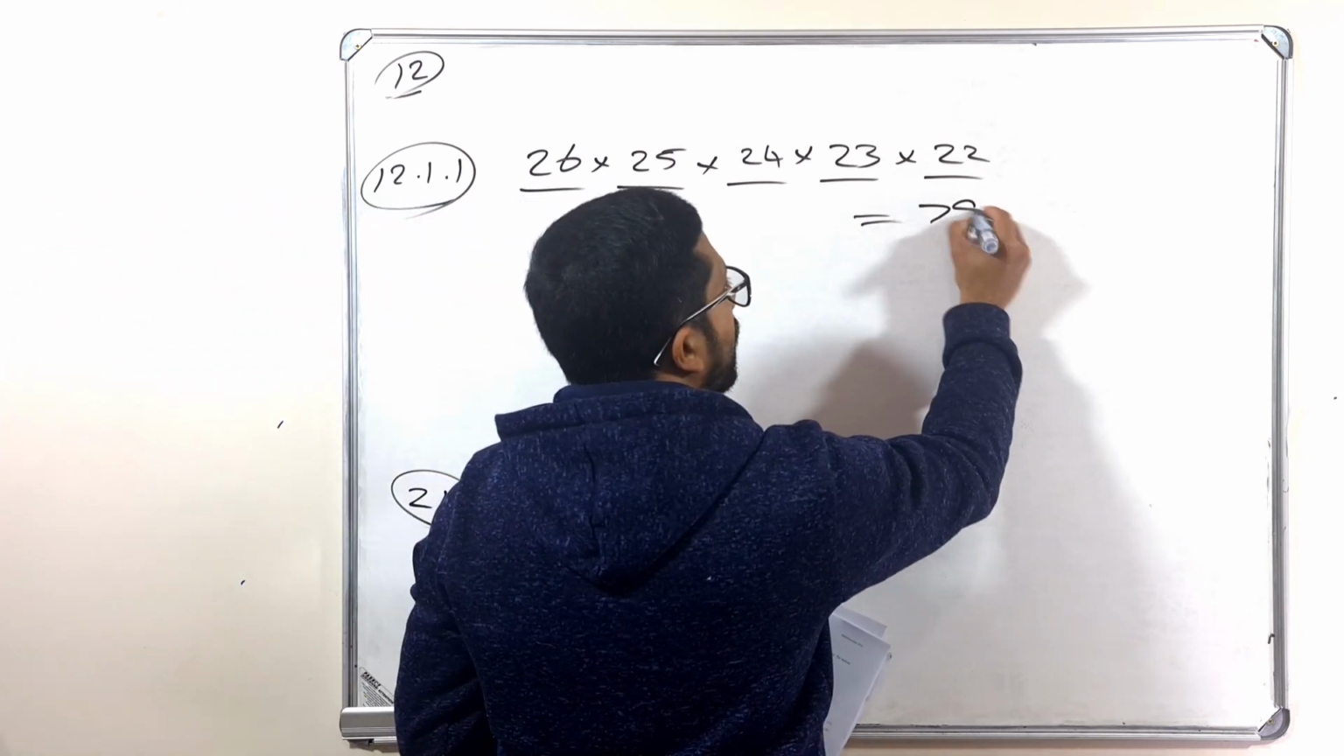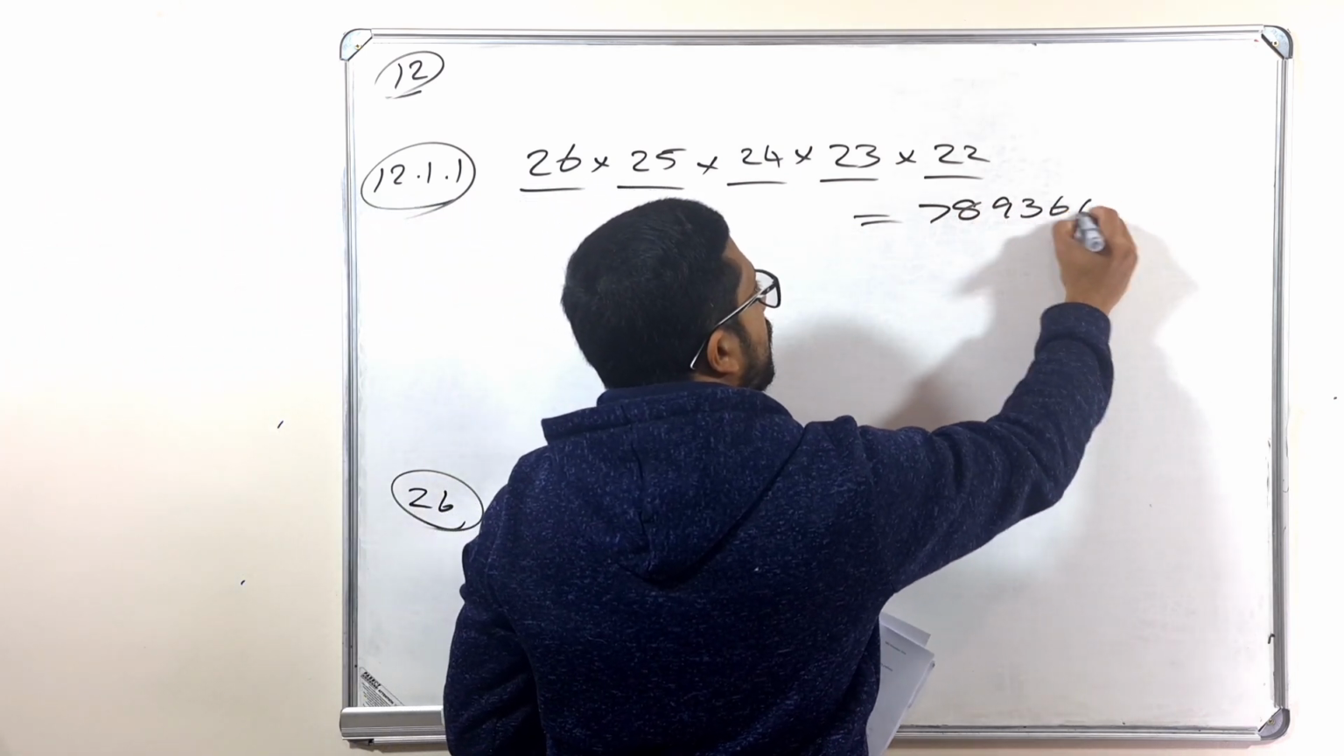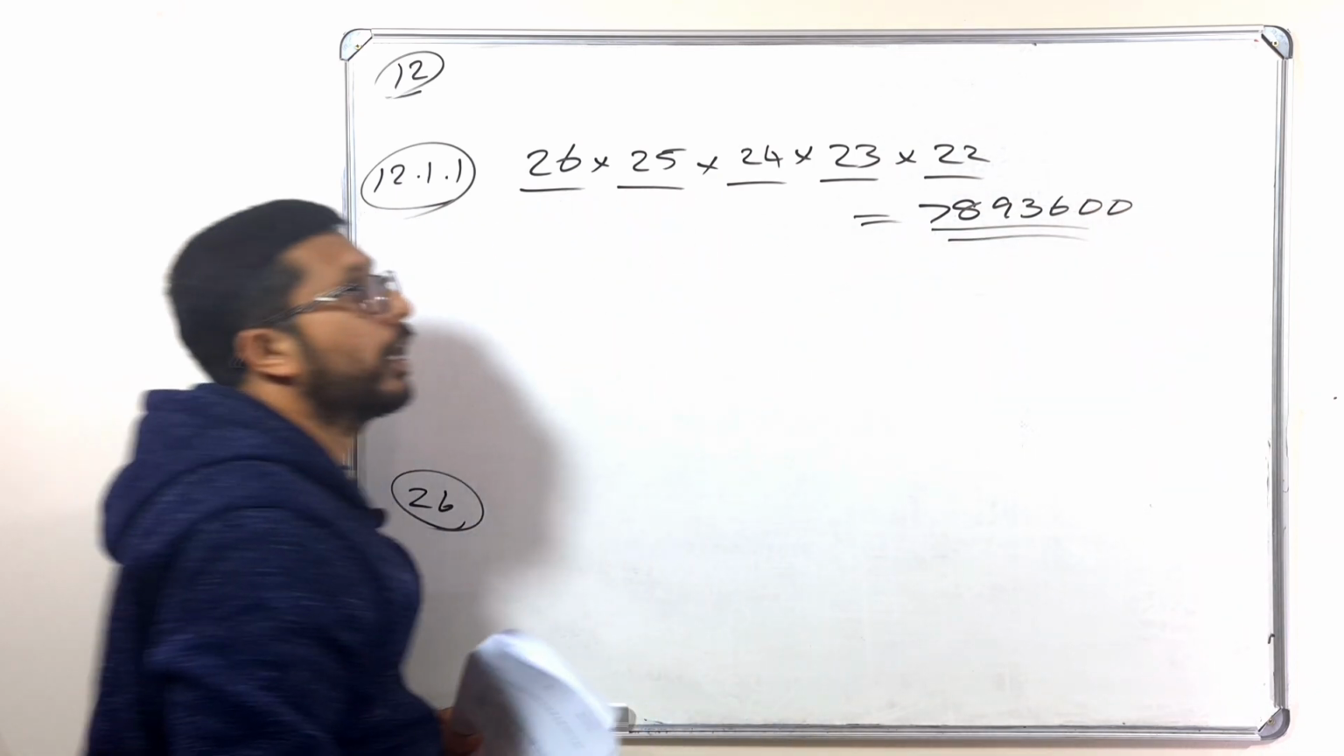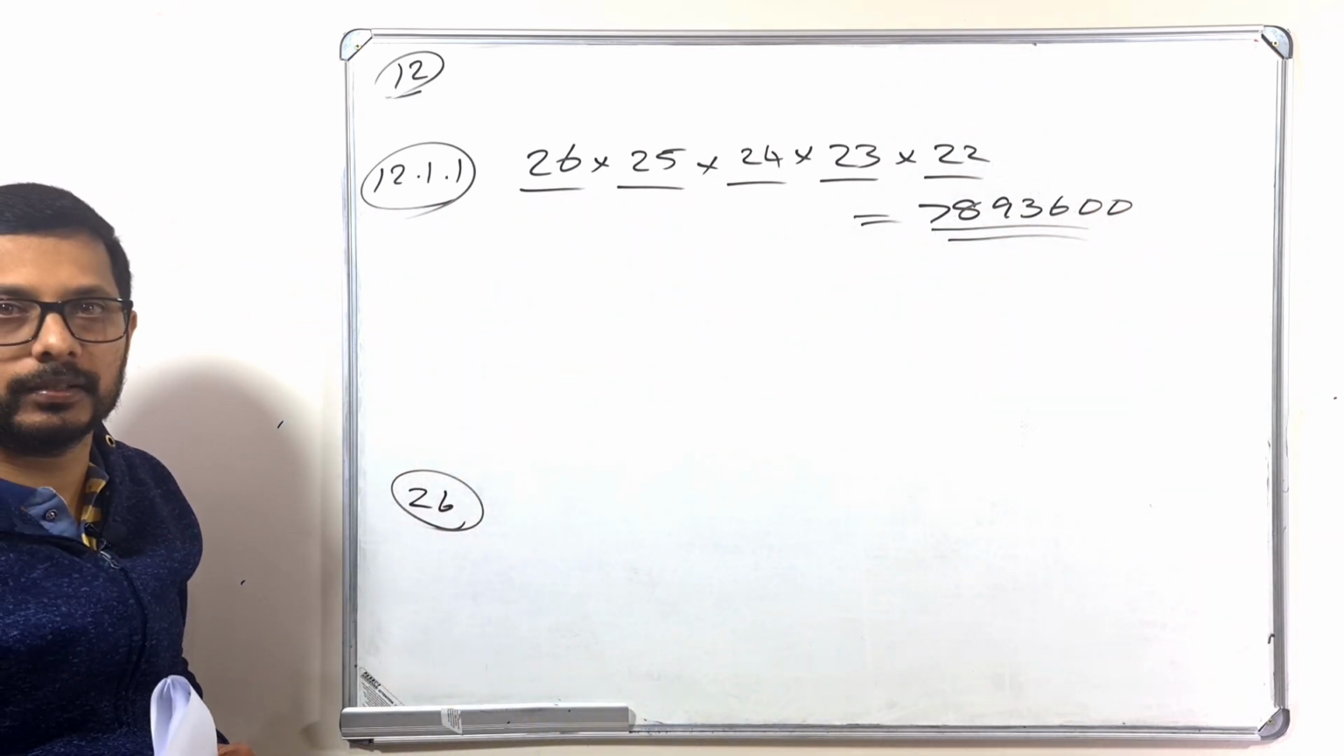7893600. That means that many options. Okay.